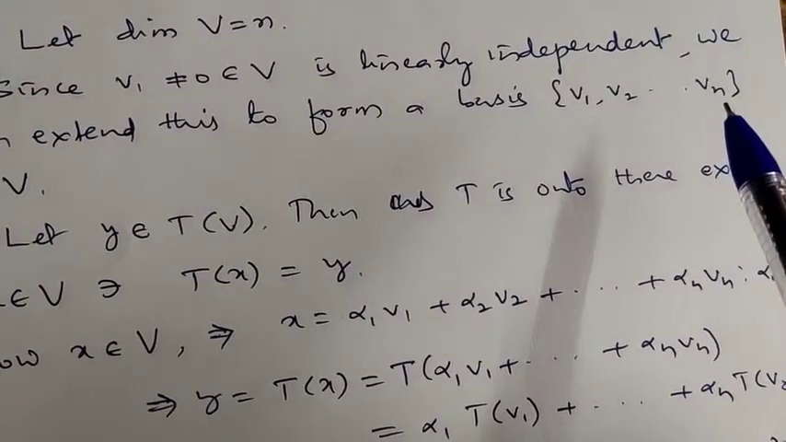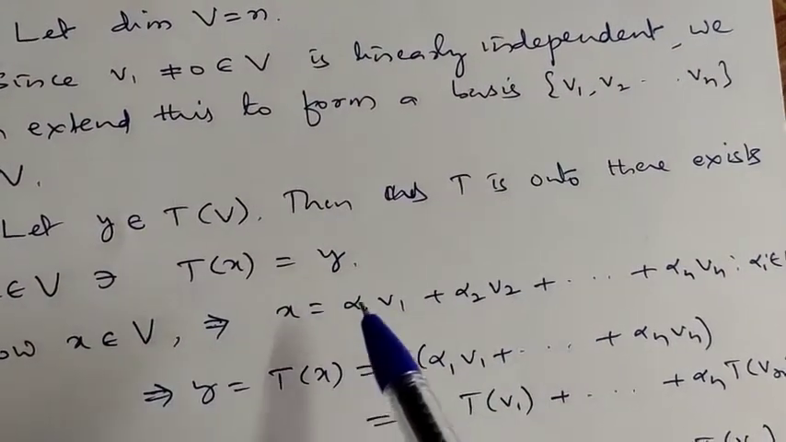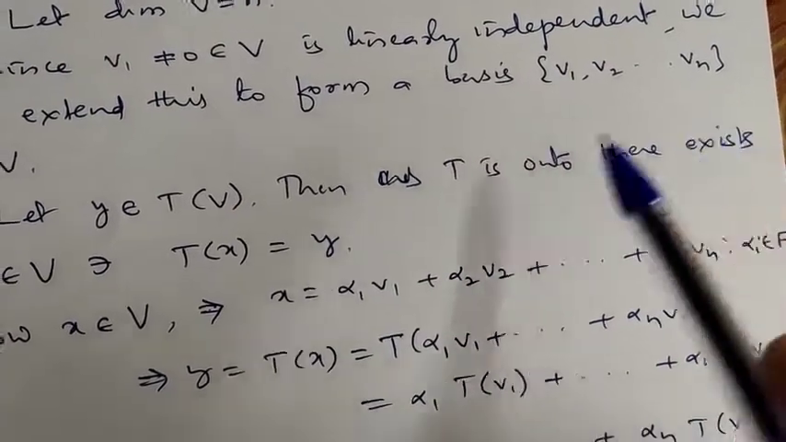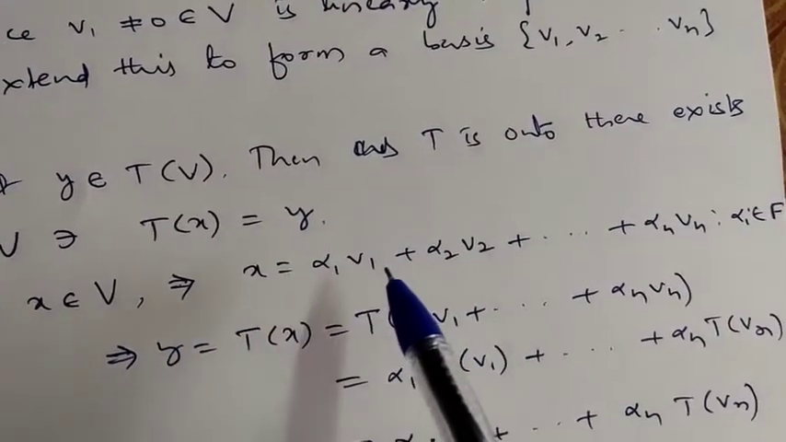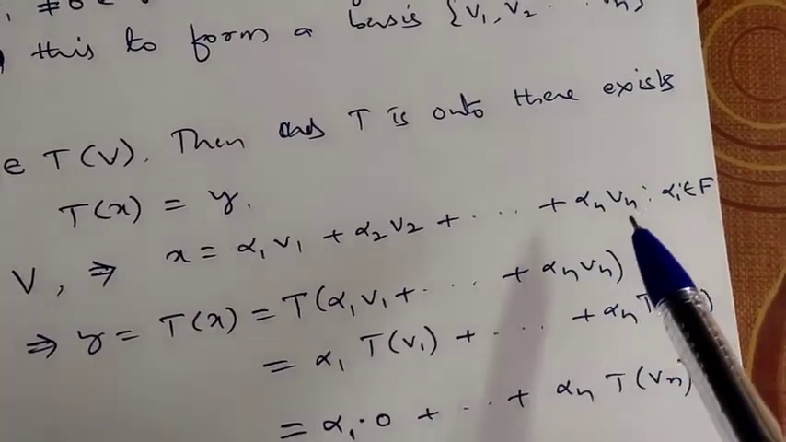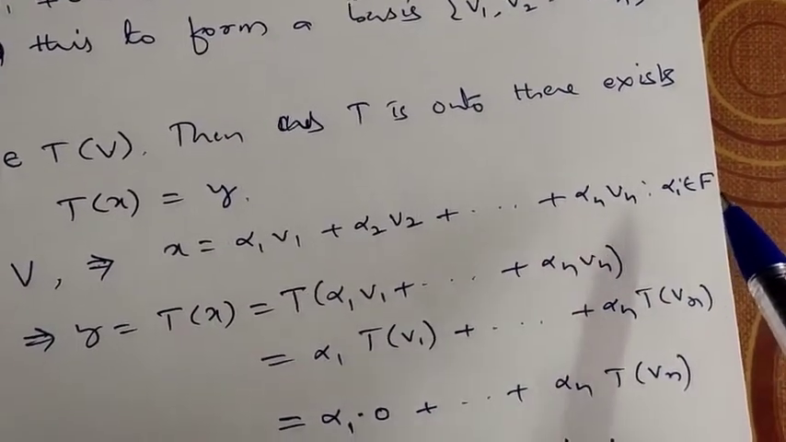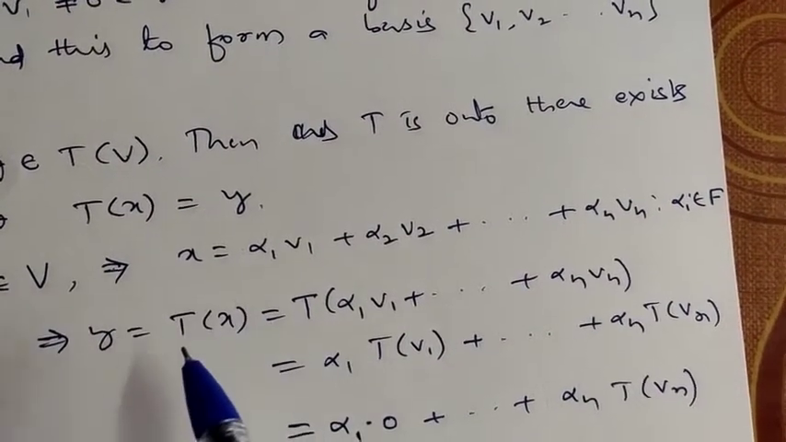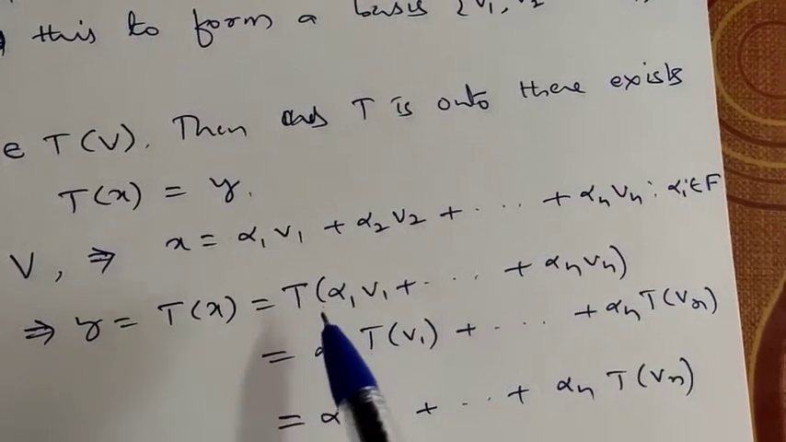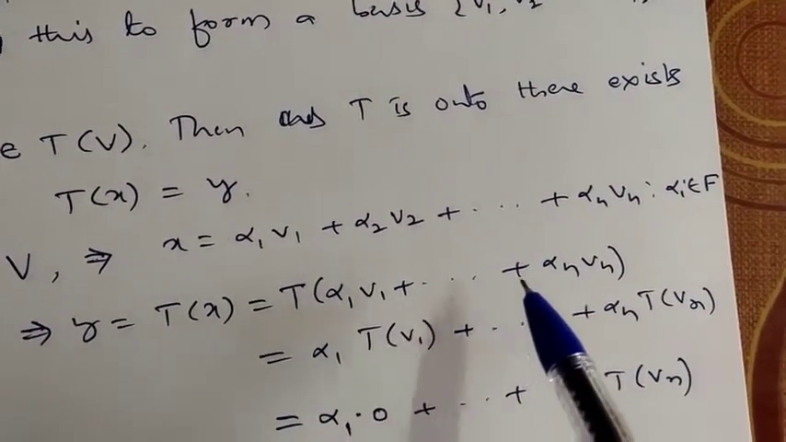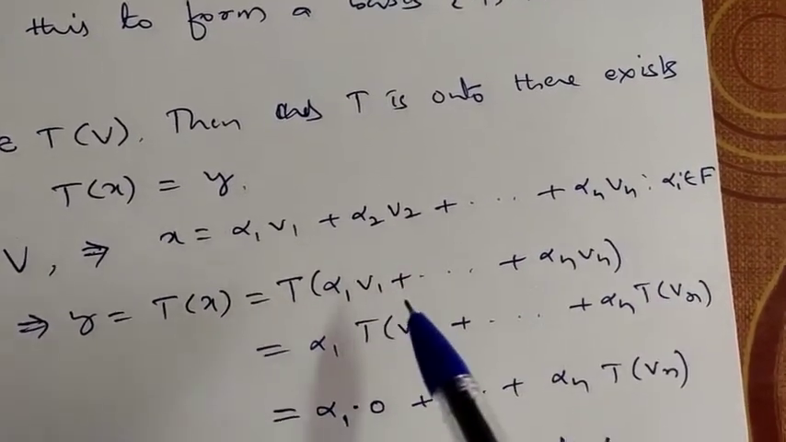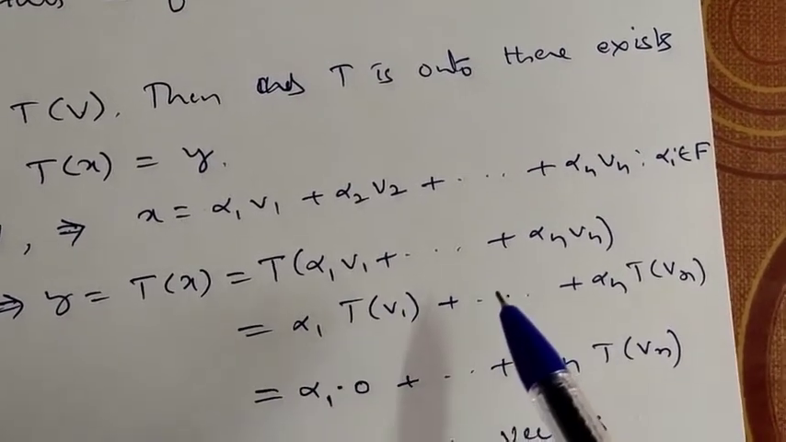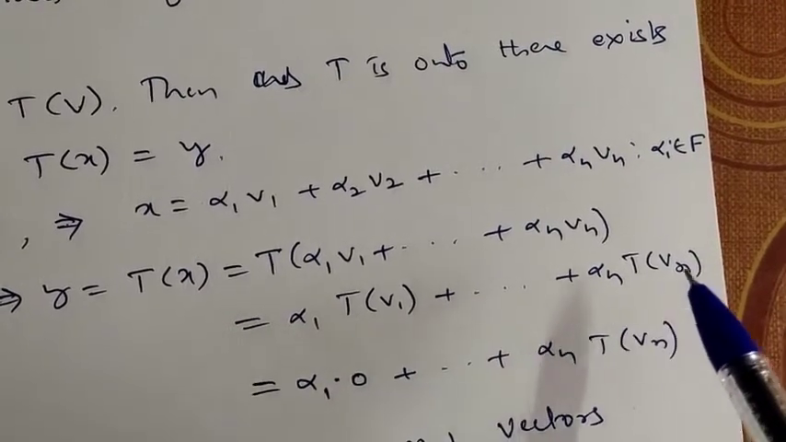This means X can be written as a linear combination of the basis elements V1, V2, up to Vn. Therefore, I write X as alpha 1 V1, alpha 2 V2, up to alpha n Vn, where each alpha belongs to field F. Now Y is equal to T of X, which is T of alpha 1 V1 plus alpha 2 V2 and so on up to alpha n Vn. Since T is a linear transformation, this can be written as alpha 1 into T of V1, plus alpha 2 into T of V2, and so on, plus alpha n into T of Vn.